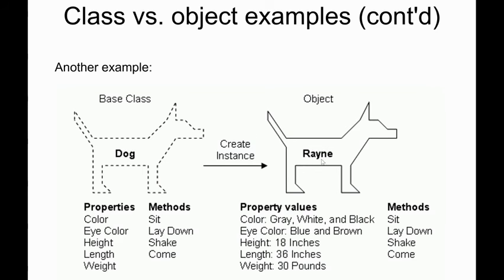But an object is a very specific dog. This dog's name is Rain. His color is gray, white, and black. His eye colors are blue and brown. He's 18 inches high, 36 inches in length, and 30 pounds in weight. And he can sit, lay down, shake, and come.